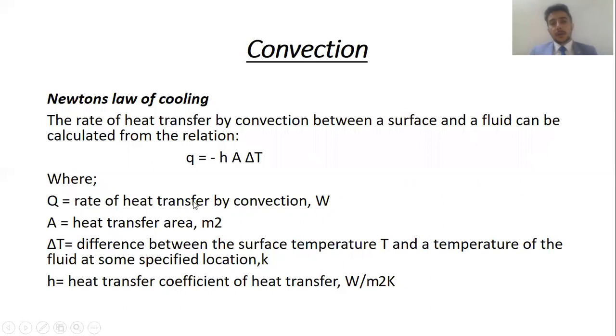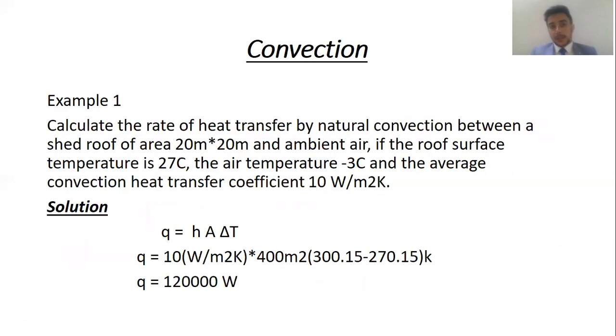The general law for calculating the heat transfer rate is Q is equal to minus hA delta T. Q is the heat transfer rate with the unit watt, or you can say joule per second. And also h is the heat transfer coefficient with the unit watt per meter square Kelvin. A is the cross-sectional area with the unit square meter. Delta T is the difference in temperature.